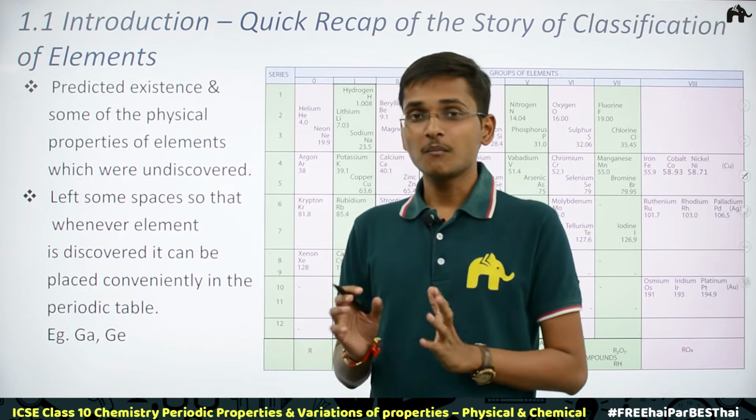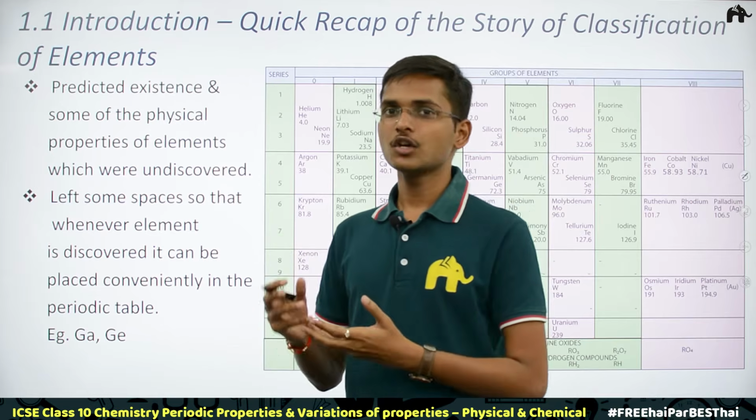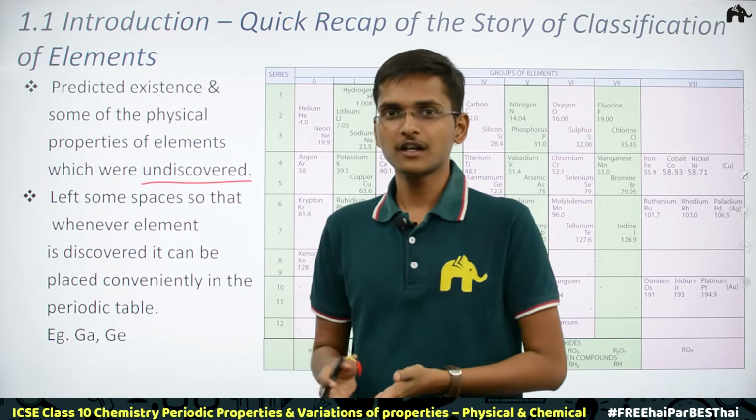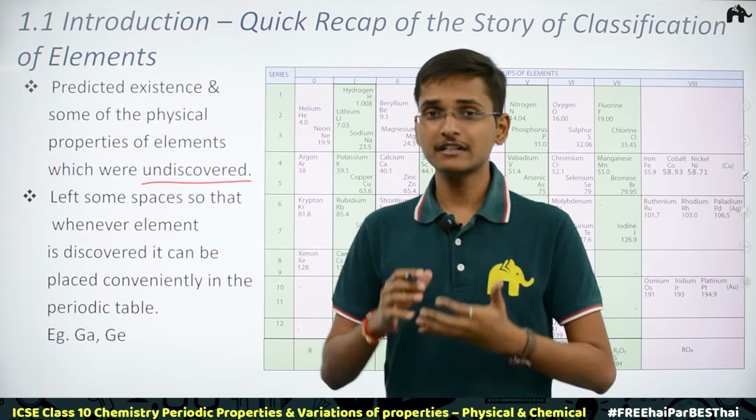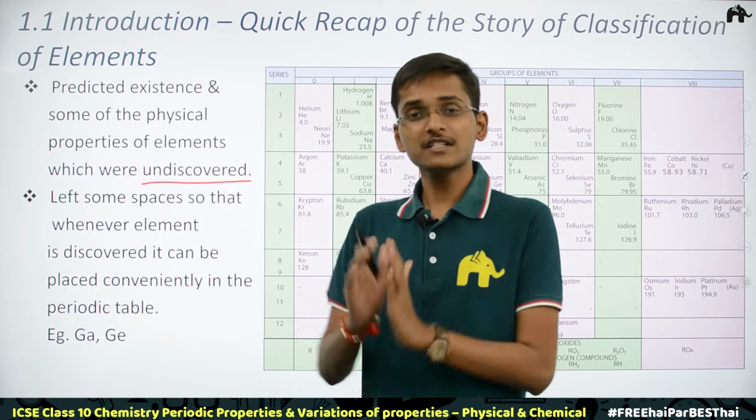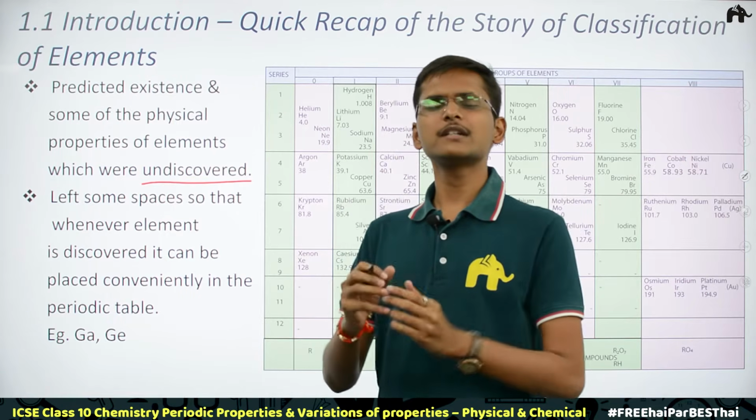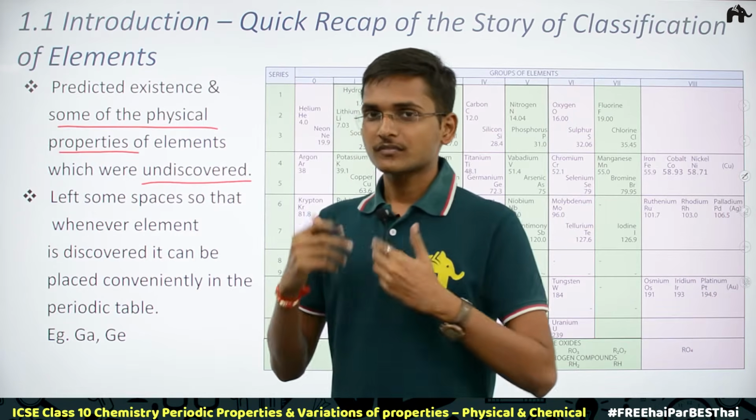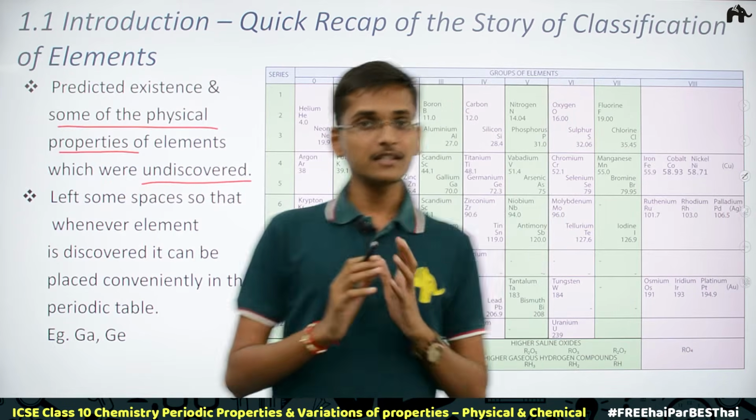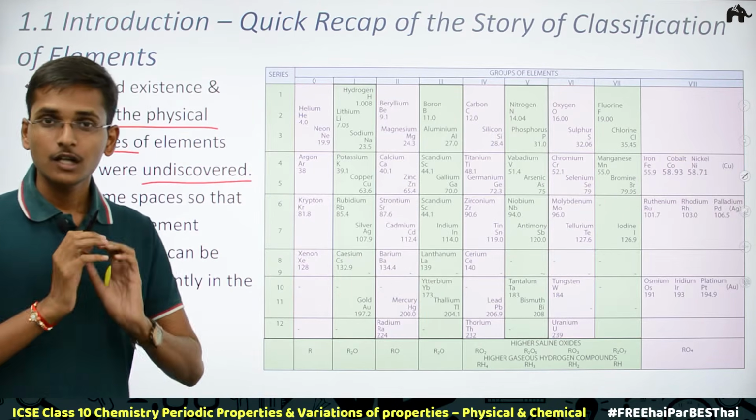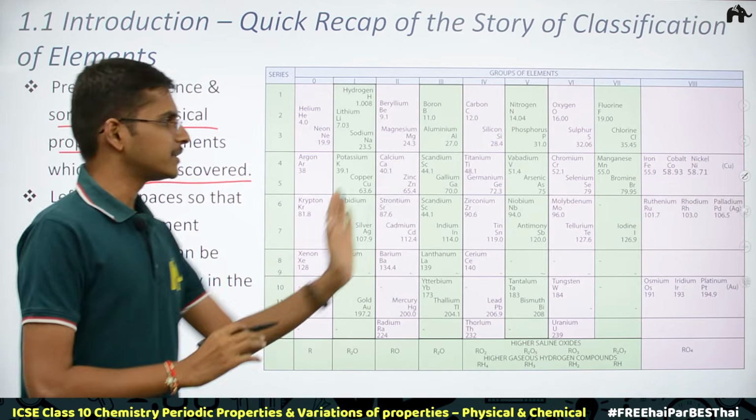Okay, now Mendeleev not only classified the elements which were known at that time, but he did a fantastic job by predicting the elements which were not yet discovered. Oh, this is a very great thing, right? Because predicting anything which is not yet discovered is very difficult. And not only did he predict the elements, but he also predicted some of their physical properties. Okay. Now, he also left some spaces in his periodic table so that whenever an element was discovered, we could conveniently place it in the periodic table.